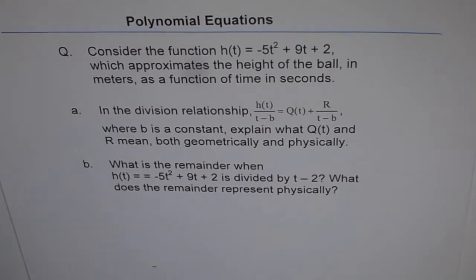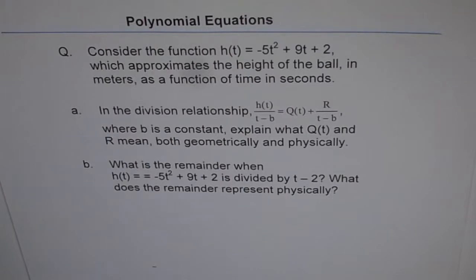In the division relationship, h of t divided by t minus b equals q of t plus r over t minus b, where b is a constant. Explain what q of t and r mean, both geometrically and physically. What is the remainder when h of t equals minus 5t squared plus 9t plus 2 is divided by t minus 2? What does the remainder represent physically?